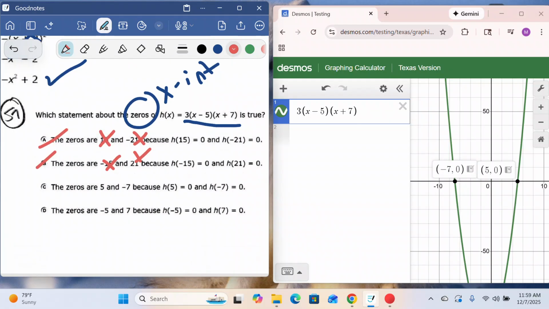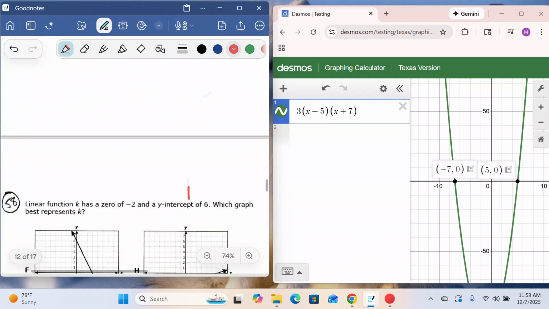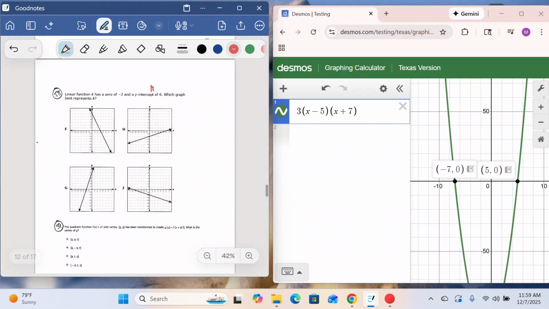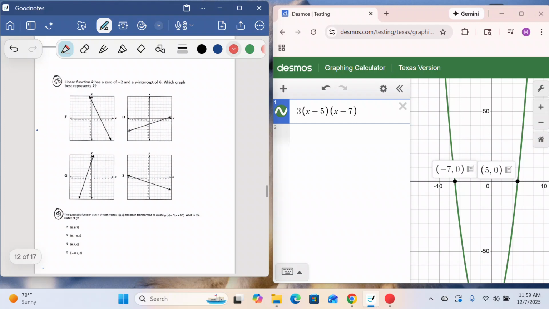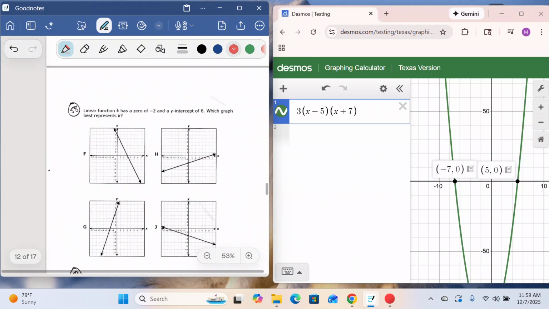So it can only be C and D. My 0 is negative 7 and 5. Negative 7 and 5 is this one and this one. The answer choice is letter C. Once again, the X is my zeros, and that is correct. So 57 is C.